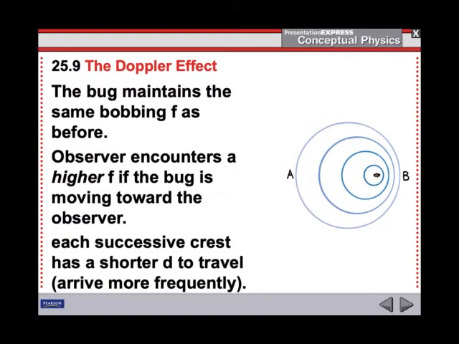Each successive crest has a shorter distance to travel, so they arrive more frequently at the B position. In this short distance, you're going to get 1, 2, 3, 4 waves. It's not going to take very long before those 4 waves pass the B position. However, the A position is going to see the waves at a much lower rate; there's going to be longer in between waves.